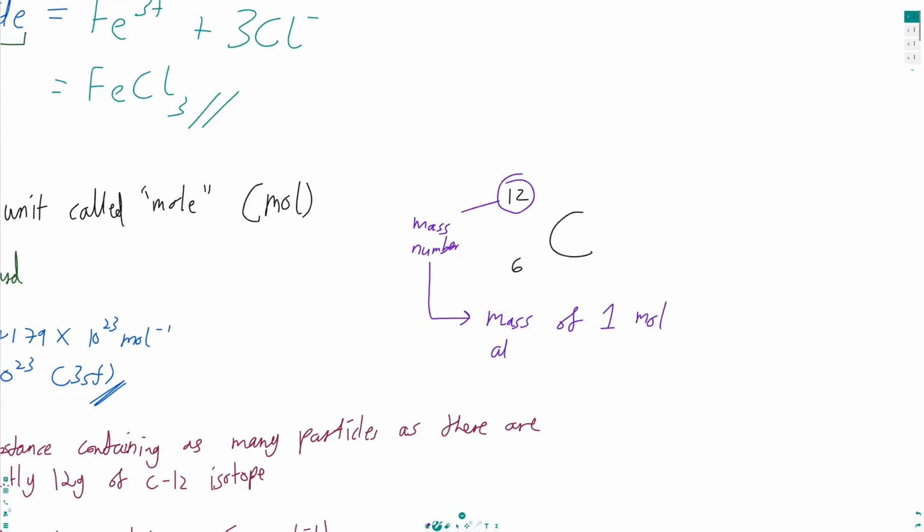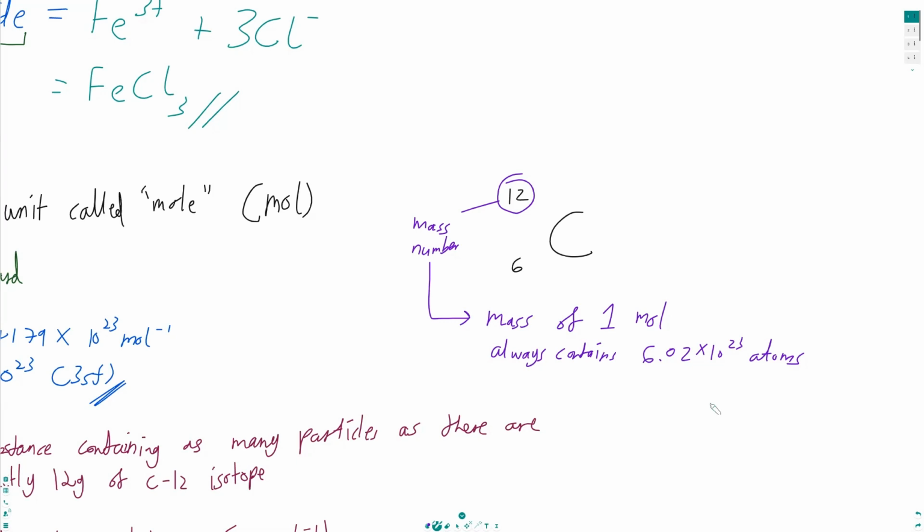And it always contains this number, 6.02 times 10 to the 23 atoms. So the mass number, for example, of carbon-12 is 12. So that tells us that there's 12 grams of carbon-12 in 1 mole. So 1 mole of carbon-12 is the equivalent of 12 grams. And that means that 12 grams of carbon-12 always contains 6.02 times 10 to the 23 atoms.